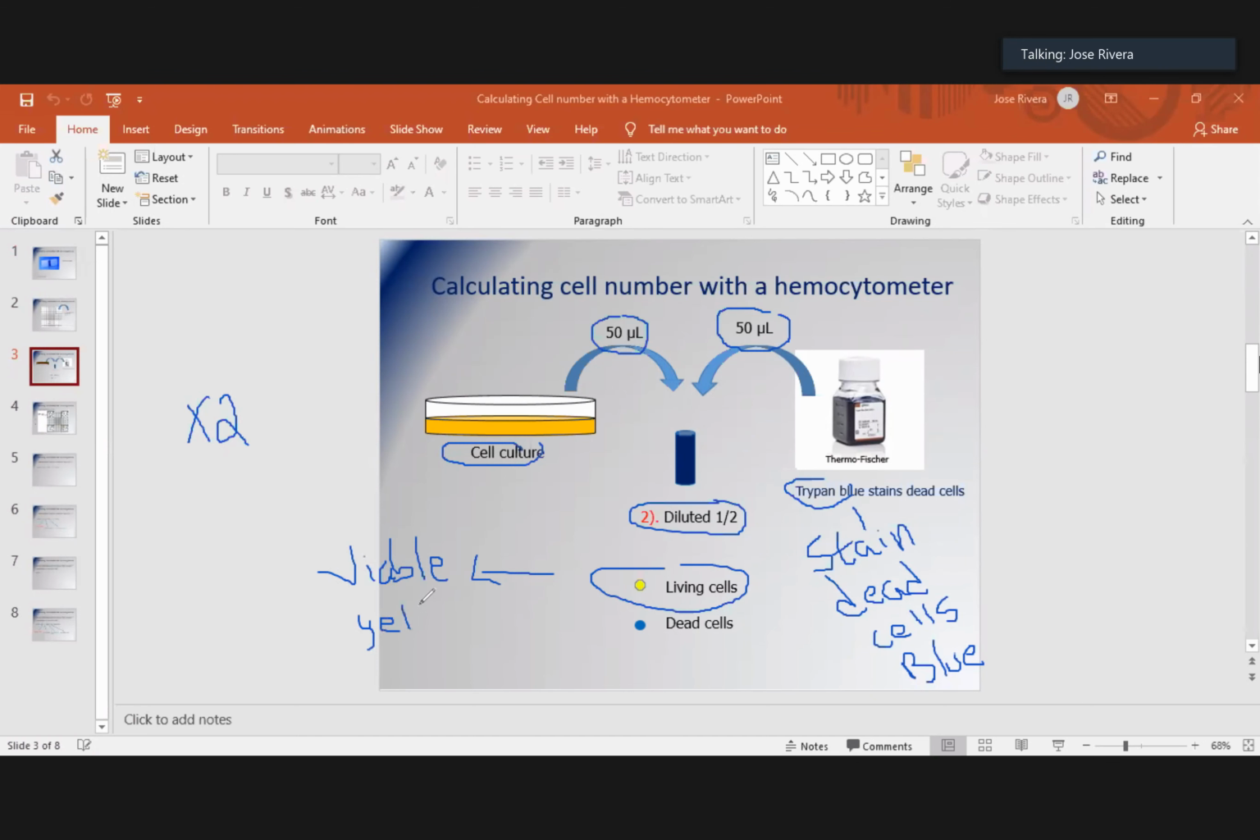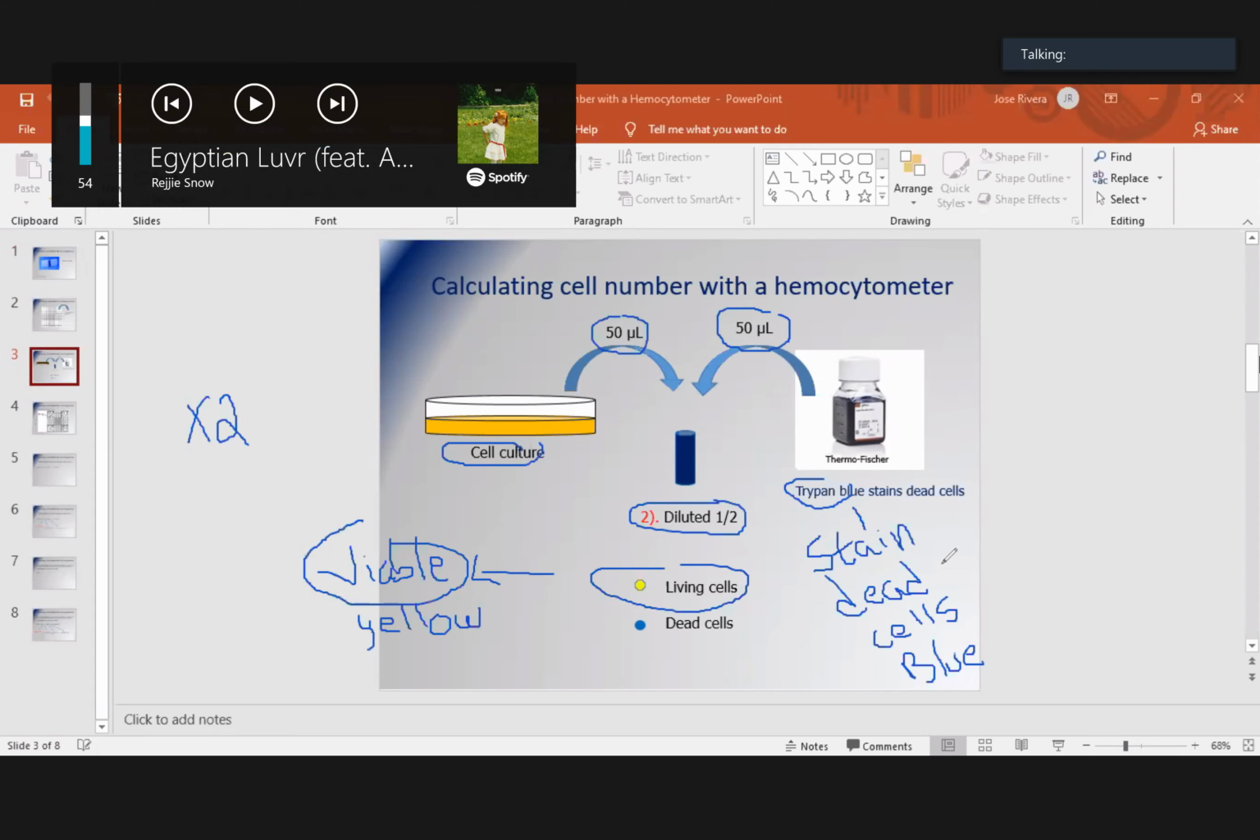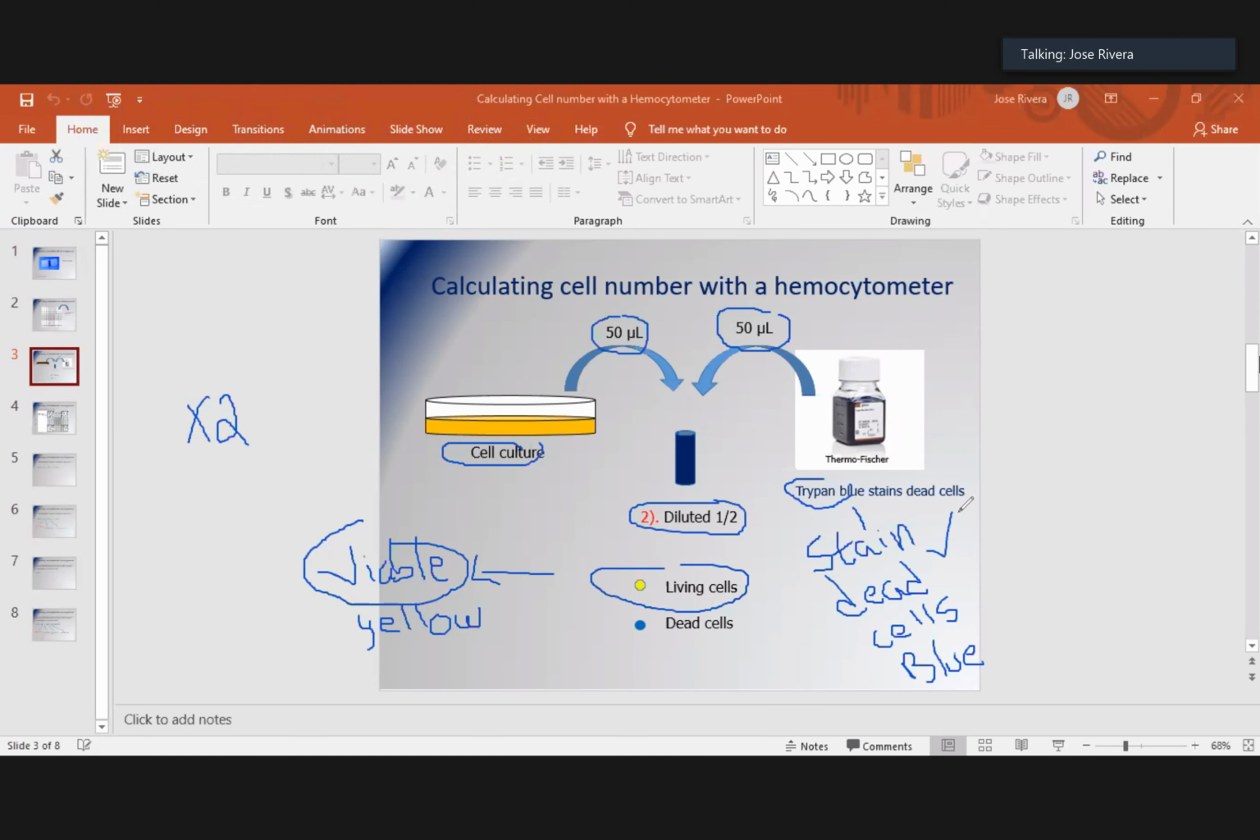Okay, so the reason to stain them is because normally you only care about viable cells. You know that dead cells are not going to replicate, and you also want to see if your culture is healthy. If you have a lot of dead cells, then your cell culture is not very healthy. Okay, so this is what you're normally going for, viable cells or living cells.